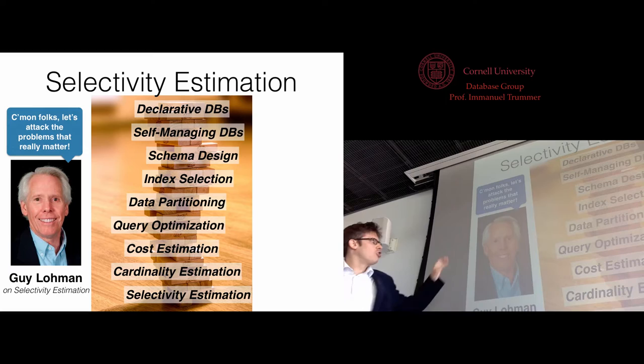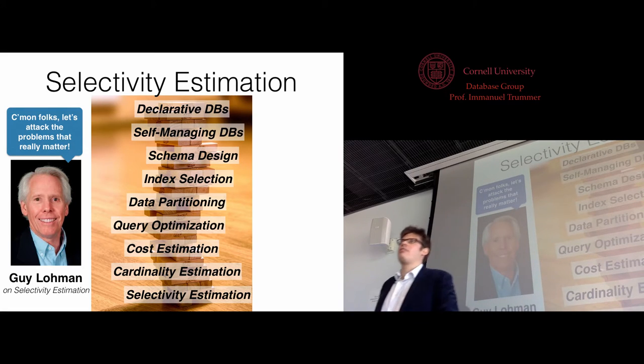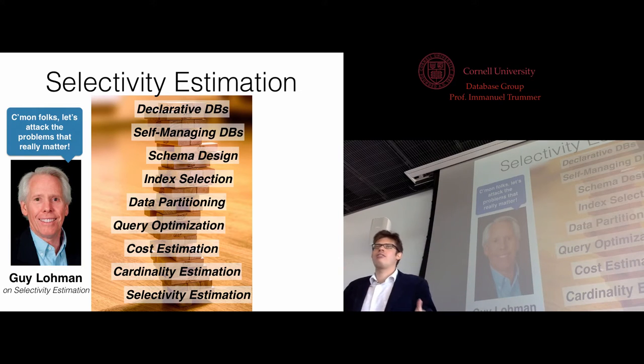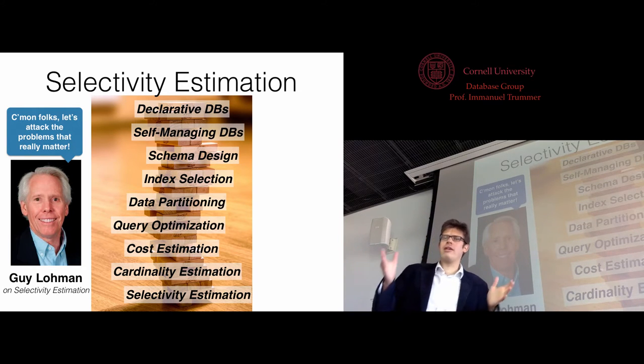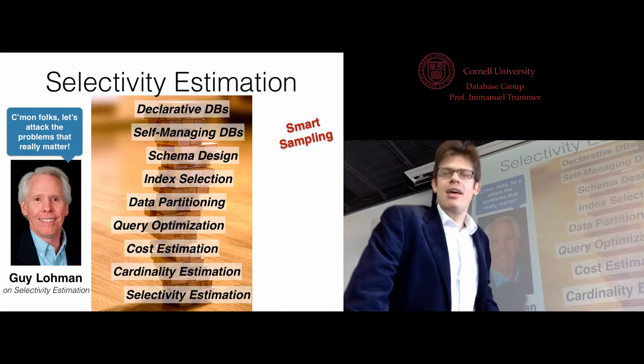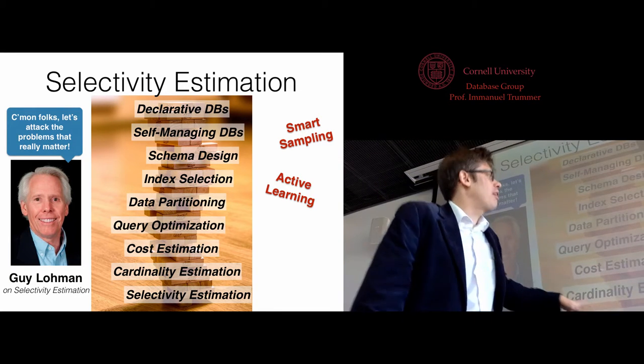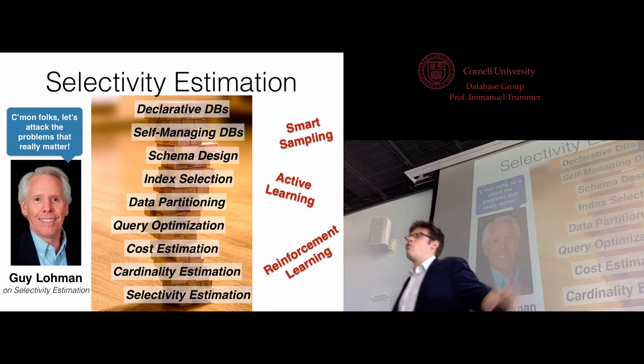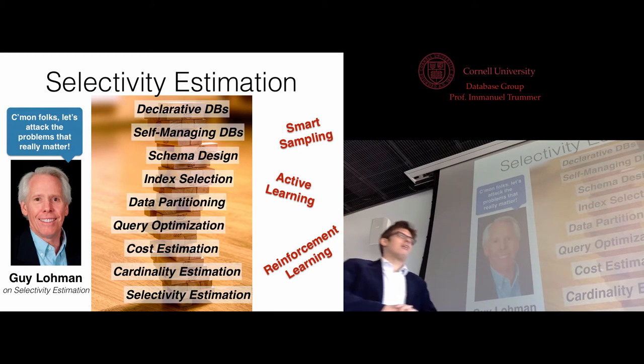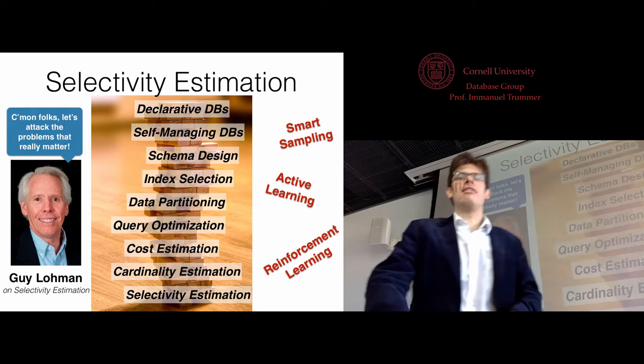entire community should focus much more on this selectivity estimation problem, because this is a problem that people have been working on since decades, but still it is not solved and it's crucial in practice. And I believe that now there might be some opportunities to finally make progress there by using machine learning methods in order to predict a selectivity that are trained on carefully selected data samples.